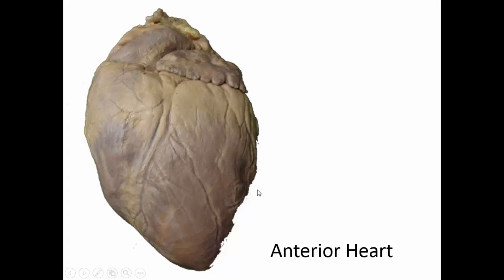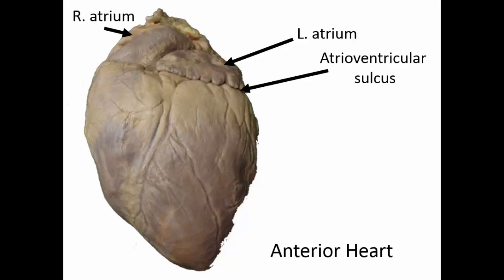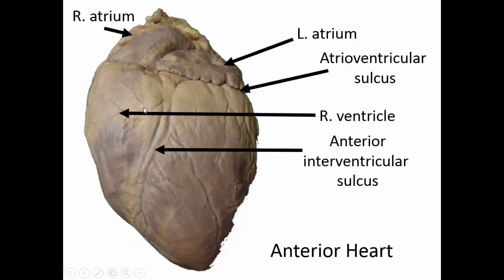In looking at an actual heart, we can see the right atrium here and the left atrium. Over here is the atrioventricular sulcus between the atria and the ventricles. Here is the right ventricle. Here is the anterior interventricular sulcus, the groove, and here is the left ventricle.